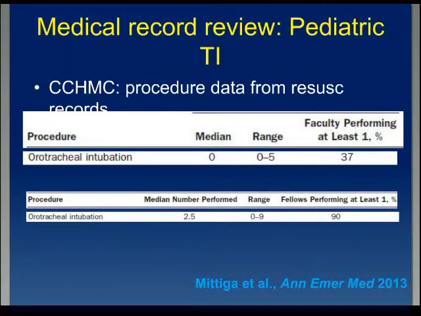And below that, among their fellows, the median number performed per year was 2.5, and the range was 0 to 9, which means that among their 12 fellows, there was one of them that went through that entire year and never intubated a patient. And none of this is meant to be judgmental or problematic. These are large, busy tertiary centers. It's just a reflection of the fact that it doesn't happen very often.